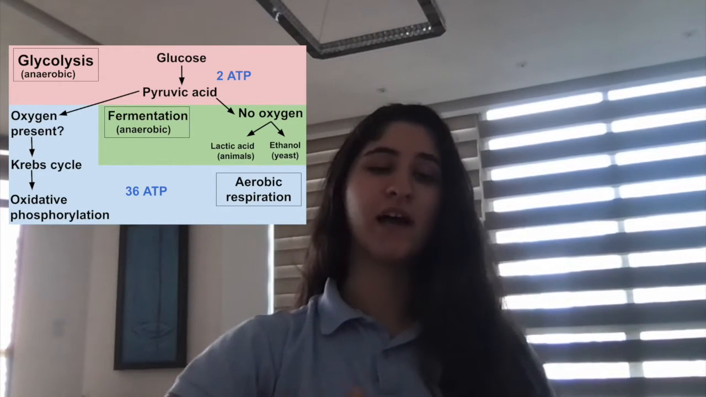Cellular respiration is the process through which cells convert sugars into energy. There are two types of cellular respiration: aerobic respiration and anaerobic respiration. Aerobic respiration includes the stages of glycolysis, which occurs in the cytoplasm, then the Krebs cycle, which occurs in the mitochondrial matrix, and the electron transport system, which occurs in the inner membrane of the mitochondria.